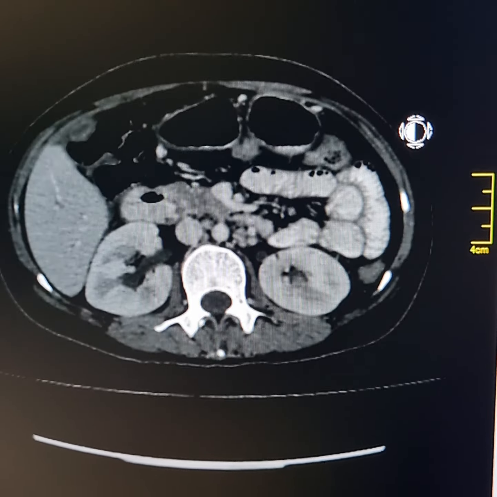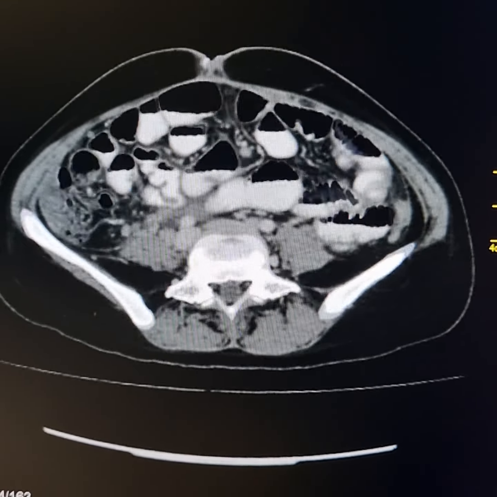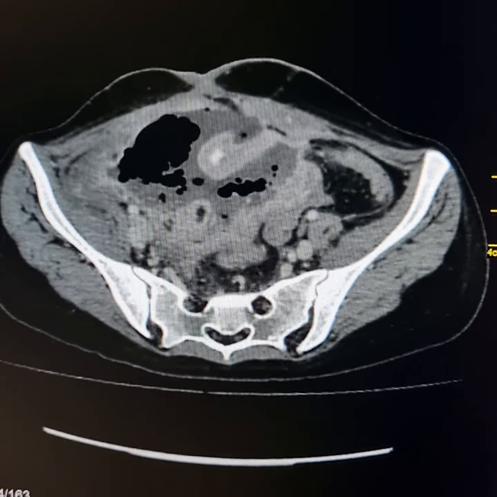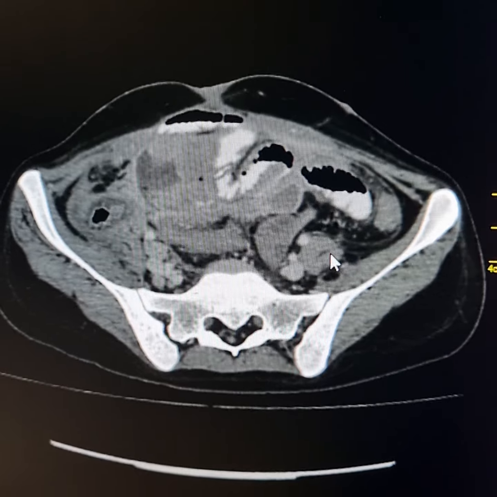Now I go back again. Again axial scan. No ovary is present on right side. Left ovary, this is the left ovary, this one is the left ovary.